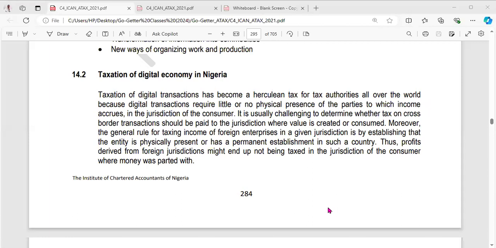Moreover, the general rule for taxing income of foreign enterprises in a given jurisdiction is by establishing that the entity is physically present or has a permanent establishment in that country. And so, let's say the school in the United States has a physical presence in Nigeria, let's say they have a campus, even if it is online, or maybe an office which serves as kind of information gathering, or maybe they have a showroom. We know that a showroom or an office they have just for gathering information, even though they are physical structures, does not become a fixed base.